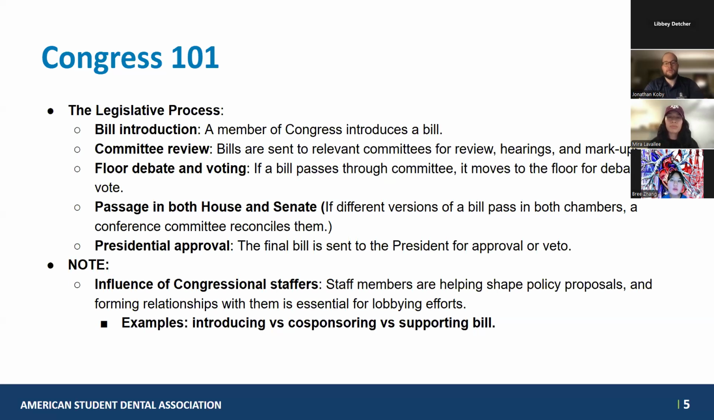And so an important note, we will cover this a little bit later too. It is very, very important to have a connection with your congressional staffers. These staffers are people who you tend to meet with more often than the legislators when you go into lobby day. And these staff members are there to help shape policy proposals, form relationships. So it's really, really important to go in and establish a good relationship, keep in contact with them. More will be discussed in a later slide.